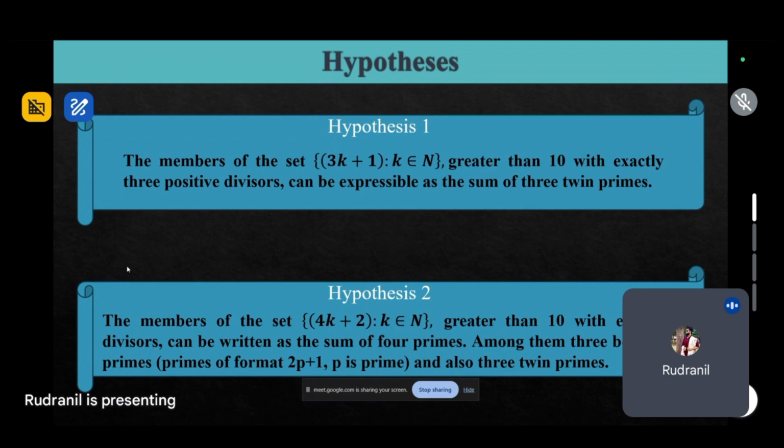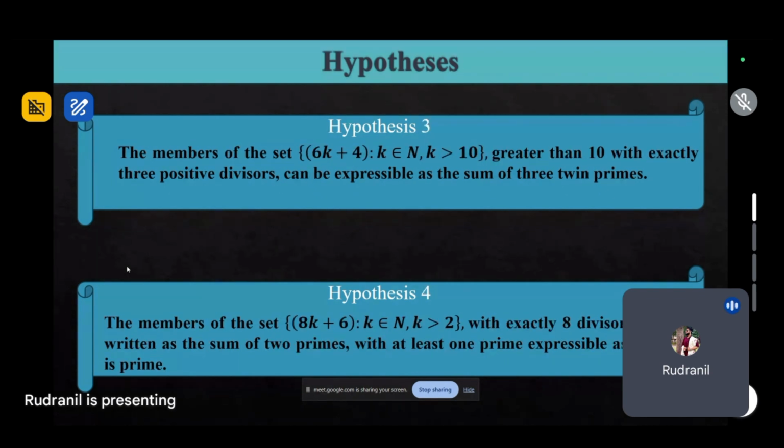Our second hypothesis says that the members of the set 4k plus 2 greater than 10 with exactly 4 divisors can be written as a sum of primes, 3 of them being shape primes. I have already stated that a shape prime means a prime of the format 2p plus 1, where p is called the Sophie Germain prime, and also the 3 twin primes.